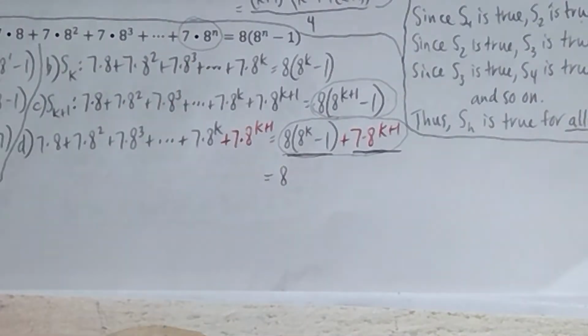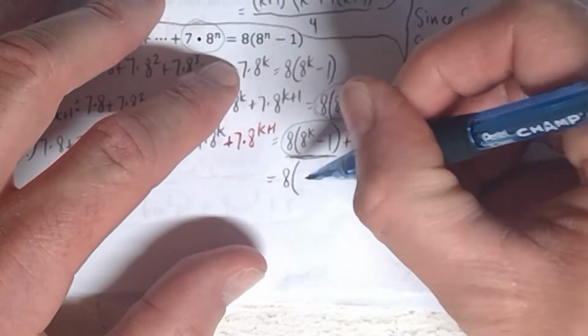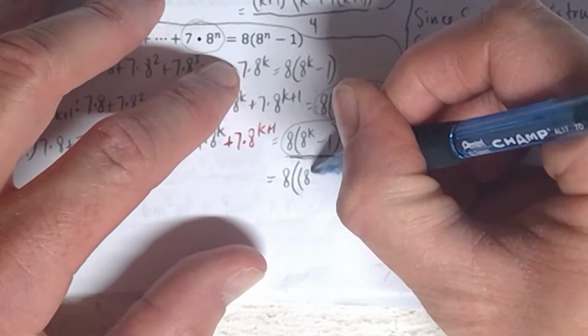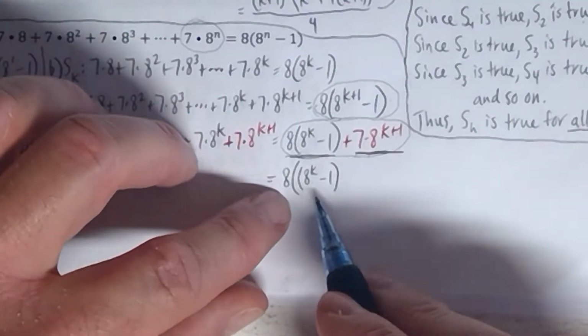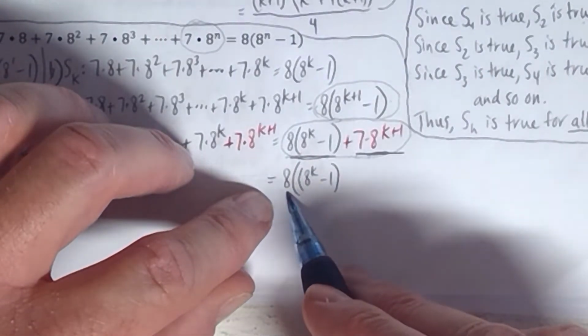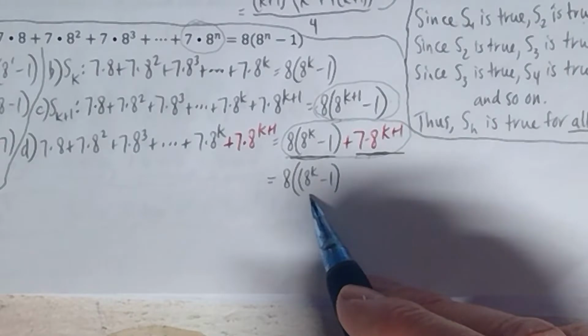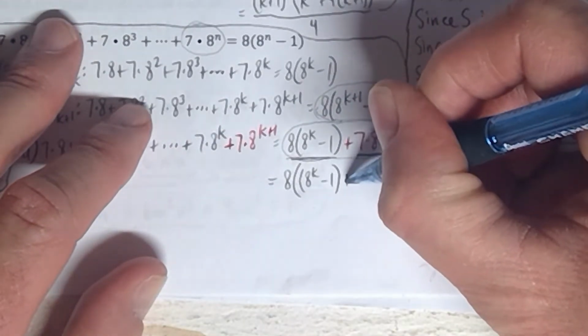Okay. And if I do that, as you know from that first part right there, it is 8^k minus 1. Okay. 8 times 8^k minus 1. If I factor out the 8, the inside part here will just be the 8^k minus 1 part. Okay, then you bring down the plus right here.